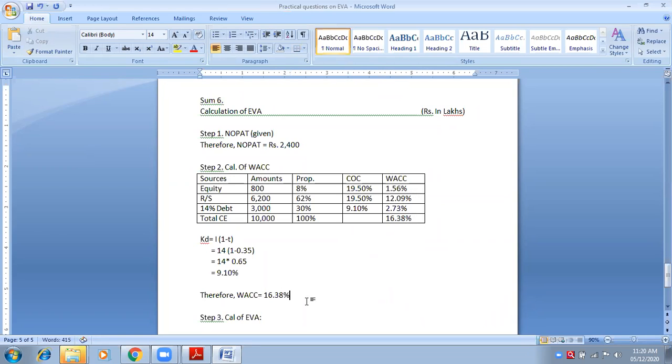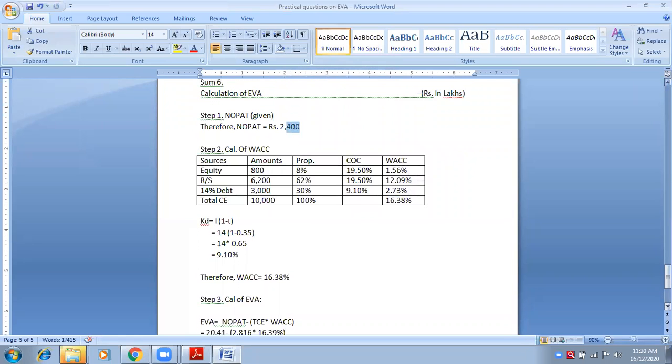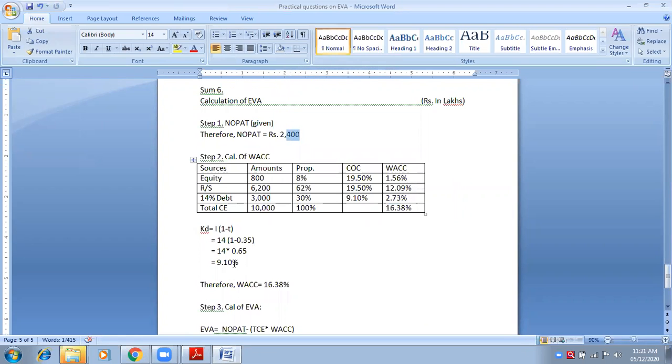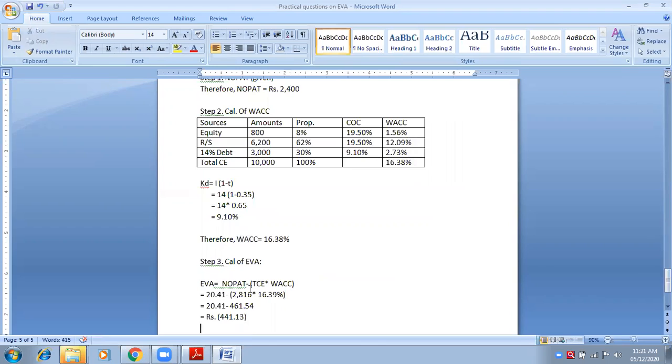Is it correct? Come on. Yes, ma'am. Okay. So what was the first step answer? NOPAT 2400. And what is the WACC? 16.38. Now step number 3, calculation of EVA. EVA is NOPAT minus total capital employed into WACC. NOPAT is 2400, already given in the question. So 2400 will be written here.